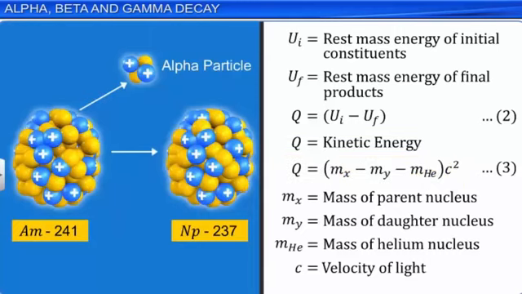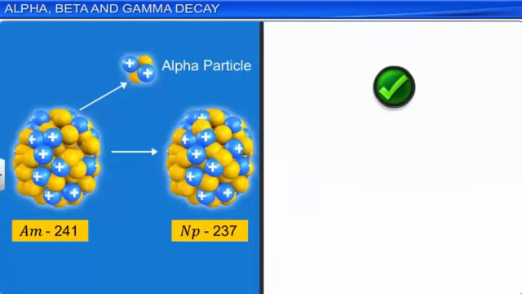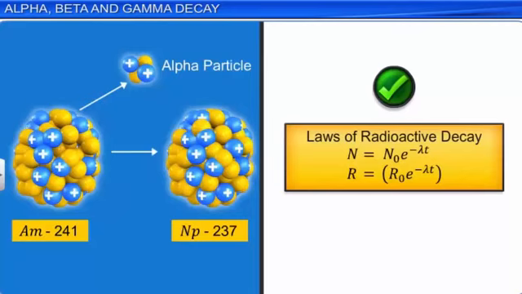Alpha decay obeys both the laws of radioactive decay, that is, N is equal to N0 times e to the power minus lambda t, and R is equal to R0 times e to the power minus lambda t, where lambda is the decay constant.